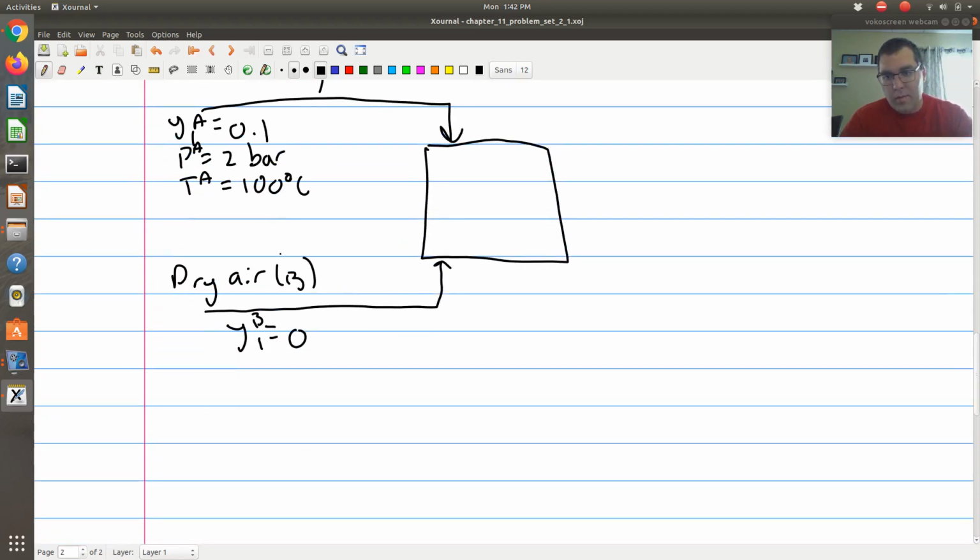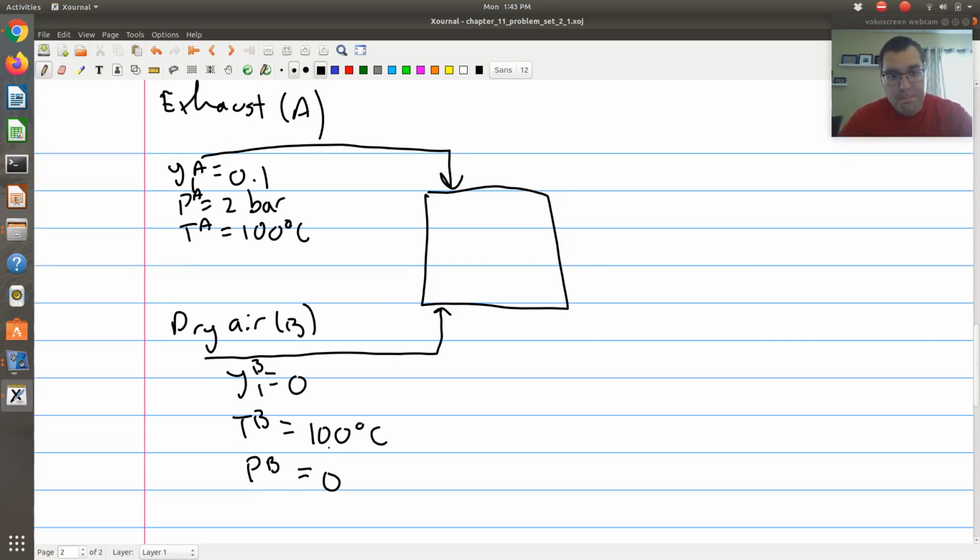So I'm going to take it then that we have the stream of dry air, and that our dry air is also at 100 degrees C. It doesn't seem like we're told anything about pressure. But I'm not sure that we need to know anything about temperature and or pressure. All right, so we'll come back to that.